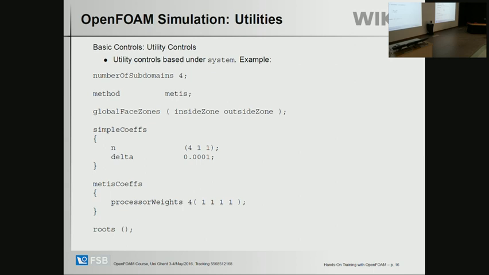Finally, we have a lot of utilities that also have controls under system. The file that I have here is called the decomposeParDict. Anyone can guess what that is? If you run in parallel, you have to decompose the mesh into bits. And this one will tell me that the number of subdomains is 4, and the method that I want to use is called METIS, and it will decompose into 4 bits with equal weights. I think that's enough of the preparation.